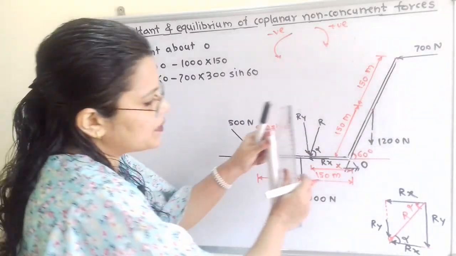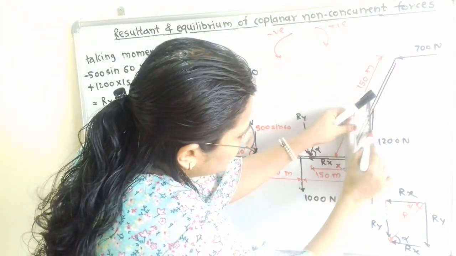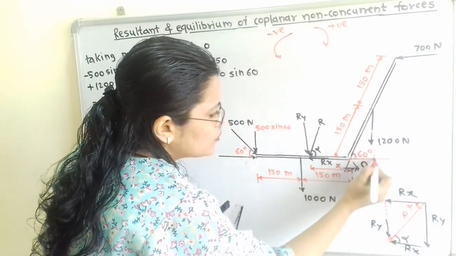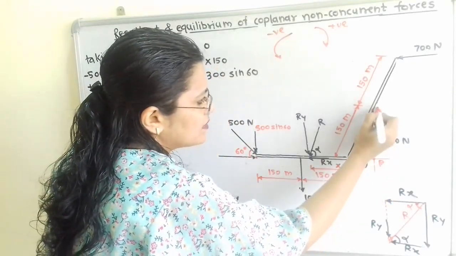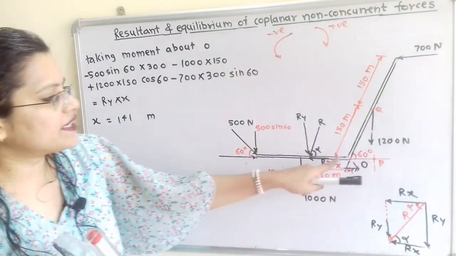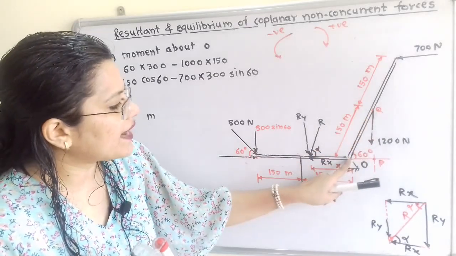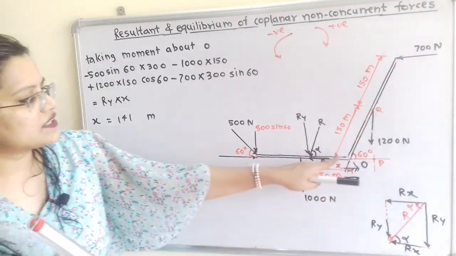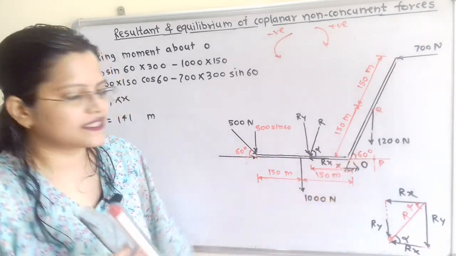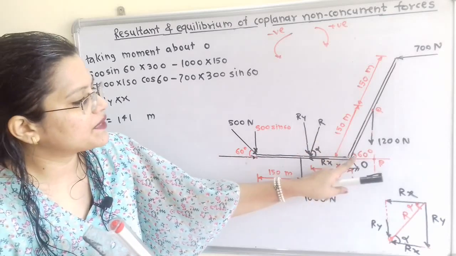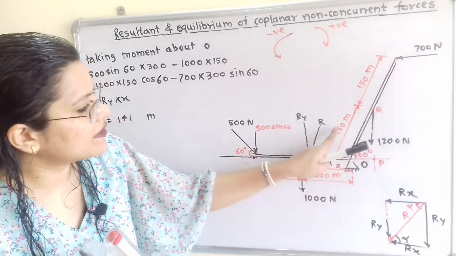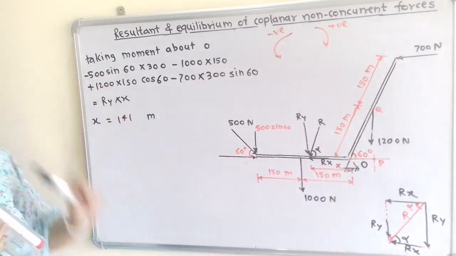So how to find out the perpendicular distance? If I extend this 1200 Newton force, then here is the point of intersection. So we will say this point is P and this point is Q. Then this OP is the perpendicular distance. So in triangle OPQ, how to find out distance OP? The distance OQ is known, 150, and it is adjacent to the angle 60 degrees. So its value is 150 cos of 60. So we have to take plus 1200 into 150 cos of 60.